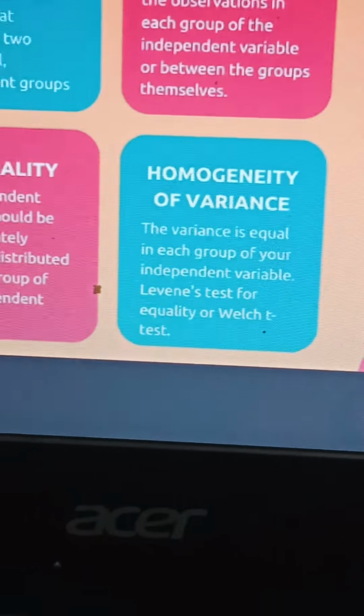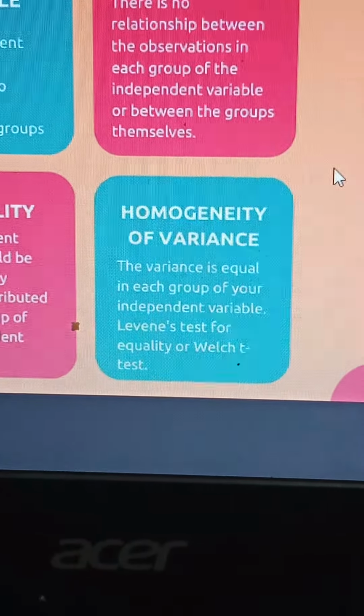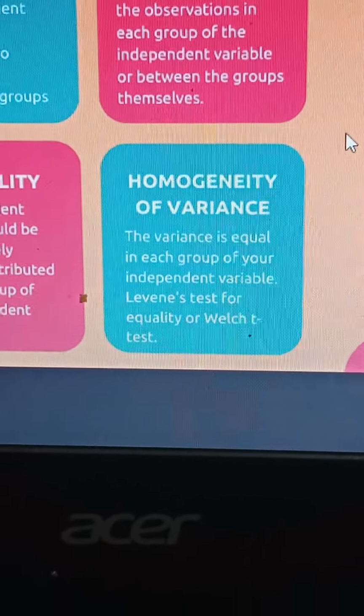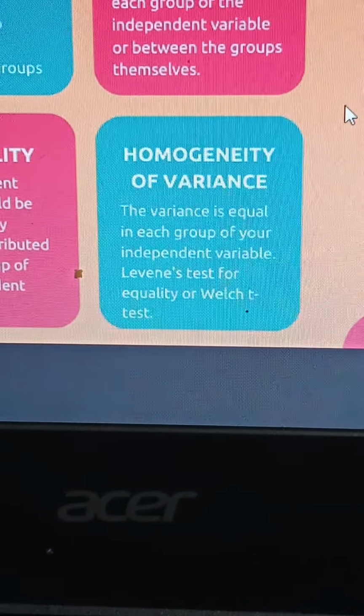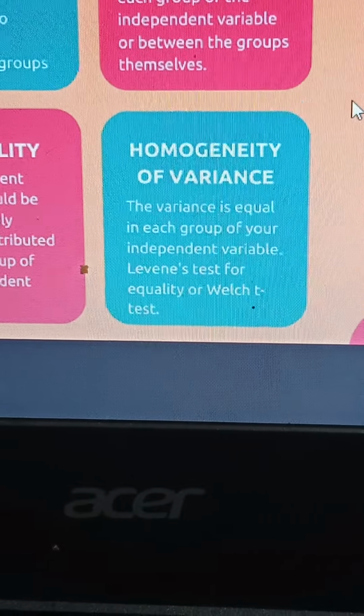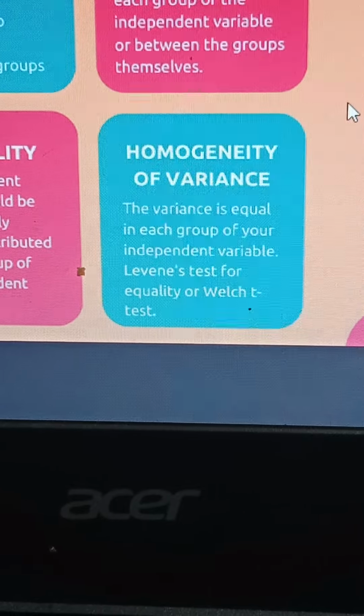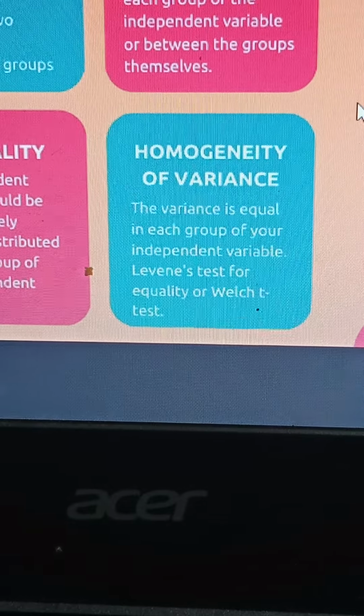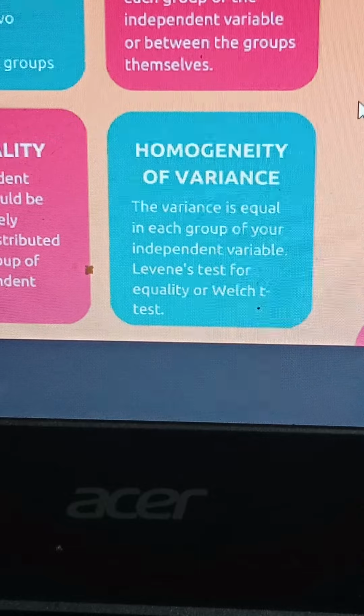Homogeneity of variance. So the variance is equal in each group of your independent variable, and then the Levene's test for equality or the Welch t-test is used. So you'll make sense of this later when I show you how it's done. Let me show you in SPSS a sample of the independent samples t-test.